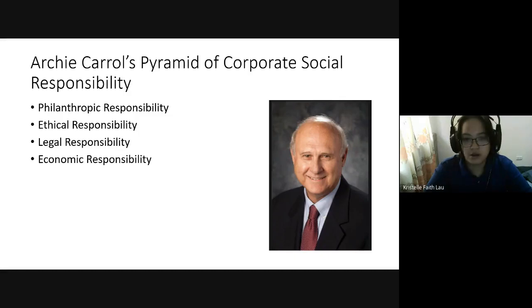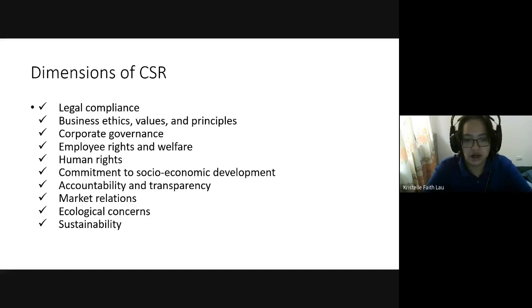So, what are the dimensions of CSR? So, we have different dimensions. First is legal compliance. Second, business ethics, values, and principles. Then we have corporate governance, employee rights and welfare, and human rights under the CSR dimensions. Commitment to socio-economic development, accountability and transparency, market relations, ecological concerns of sustainability. So these are the dimensions of CSR.